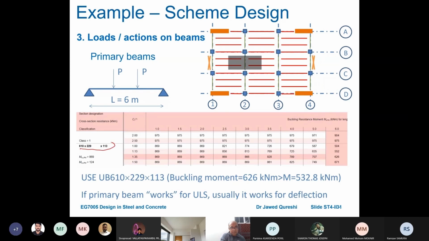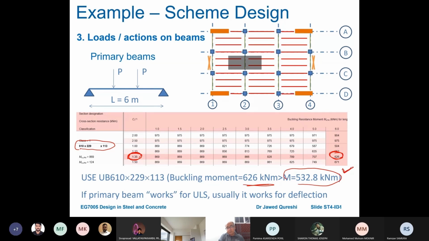So our chosen section earlier was 610 by 229 by 123 for a 6 meter span, and for the C1 value, because we have a point load, C1 is going to be 1.35. The capacity is 626, which is higher than the applied moment. This means that the primary beam is fine. The section that we chose is fine.